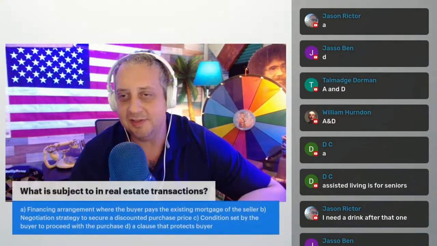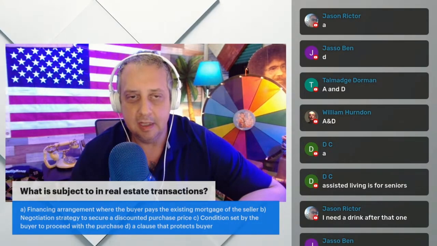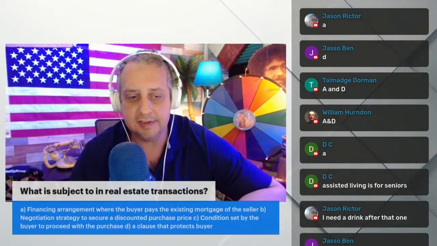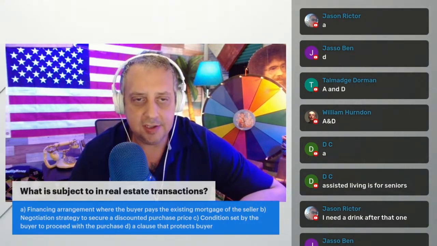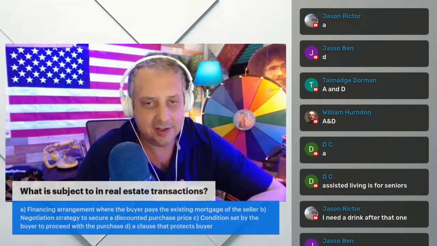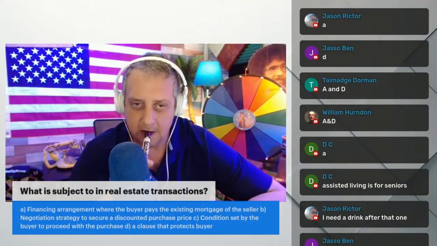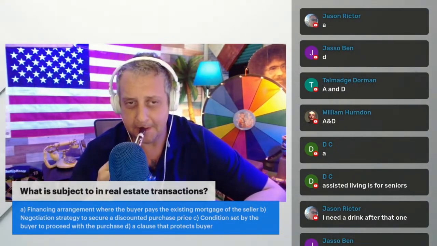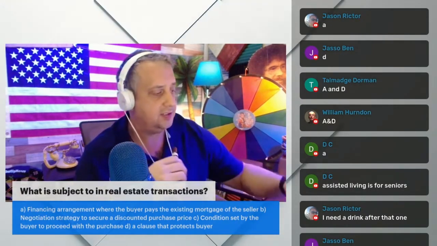All right. Here's the next question right here, everybody. What is subject to in real estate transactions? Is it A, financing arrangement where the buyer pays the existing mortgage of the seller? B, negotiating strategy to secure a discounted purchase price? C, conditions set by the buyer to proceed with the purchase? Or D, a clause that protects the buyer? What is subject to in real estate transactions?